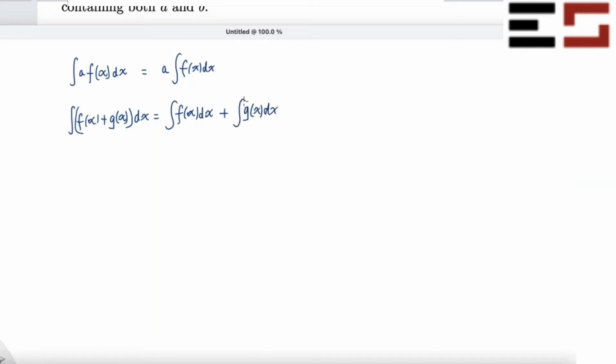By the way, there is also another name for indefinite integral. You also call it sometimes antiderivative. Just in case you come across this term, it's the same thing.